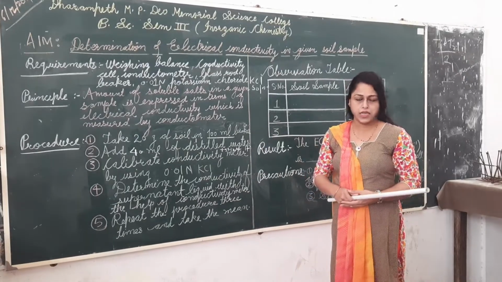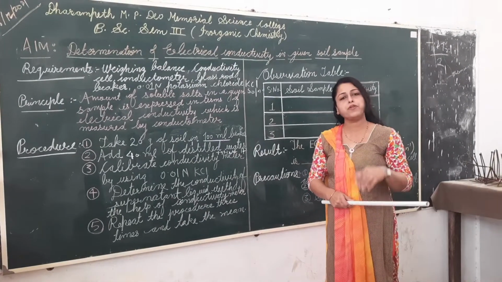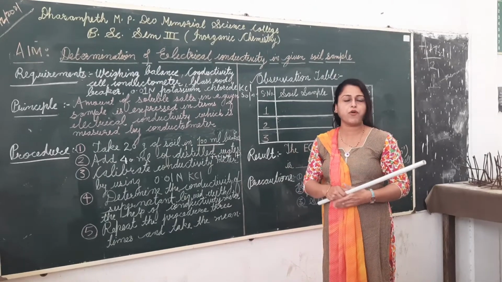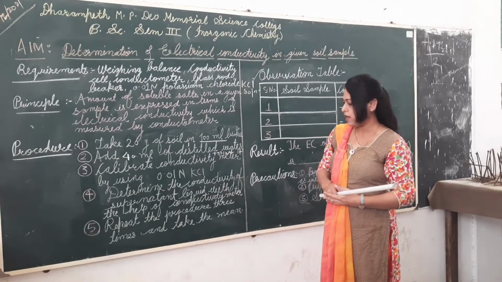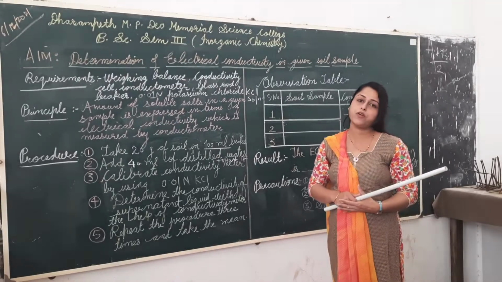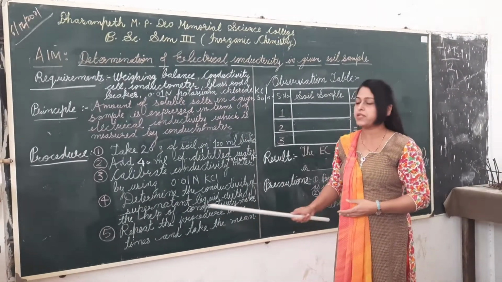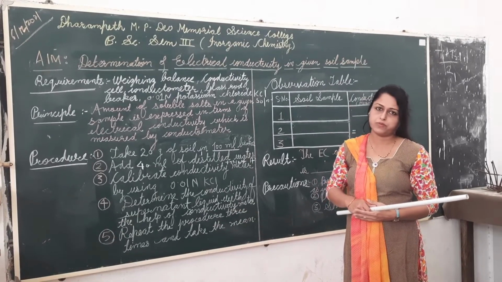After that, we have to determine the conductivity of our supernatant liquid with the help of the conductivity meter. In the last step, we have to repeat the same procedure 2 more times, meaning we want a total of 3 readings. After taking 3 readings for conductivity, we take the mean of these 3 readings, and then we will get our final conductivity value.